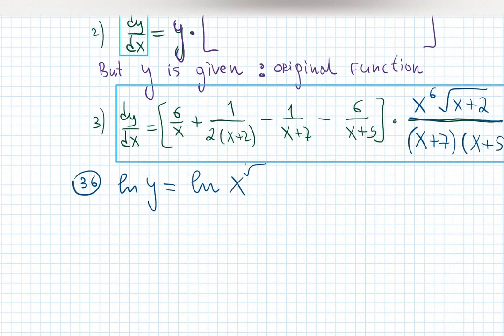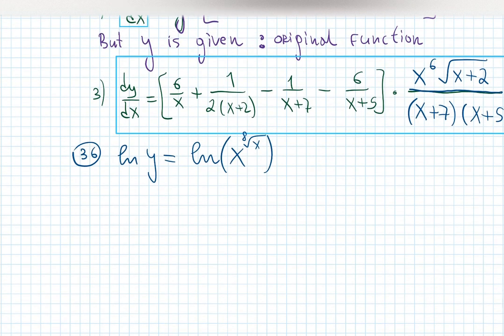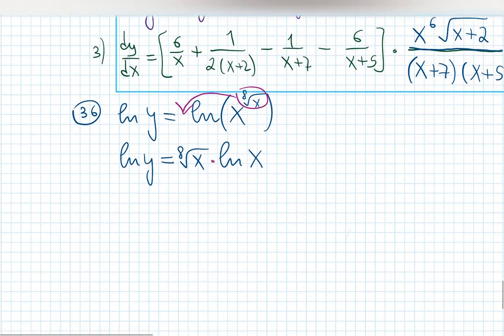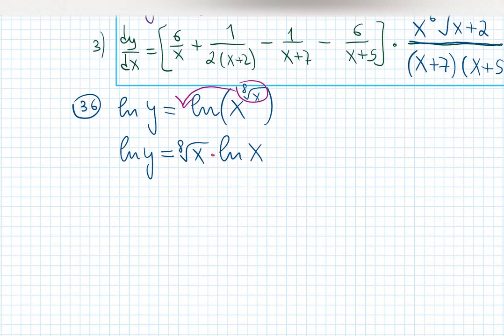x raised to the 8th root of x. Using properties, I will rewrite it as 8th root of x times natural log of x. What I did, I used the property of a law of log and put this exponent down. Now I have a nice product. Now there's nothing else to simplify, so I can start differentiation.